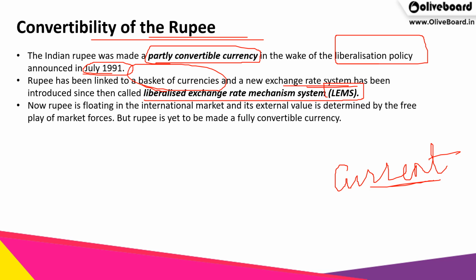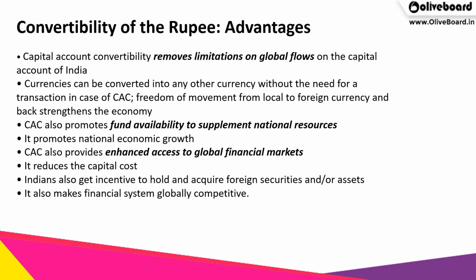Rupee is yet to be made a fully convertible currency, since we do not allow capital account conversions, hence it is only partly convertible currency. So in case we want to make rupee a fully convertible currency, what are the advantages that we have? So it will remove limitations on global flows. We can have capital coming from various other countries, and there will be no limitation to the global flow of investment to India.